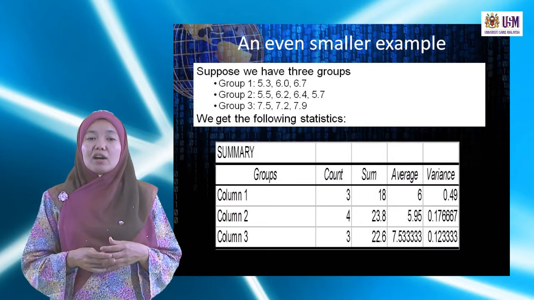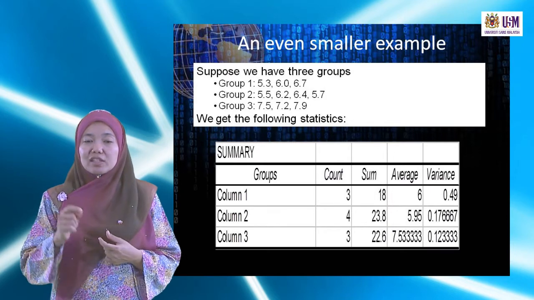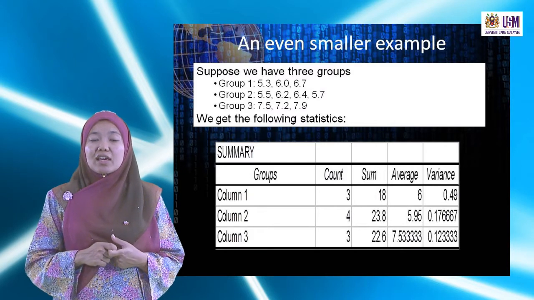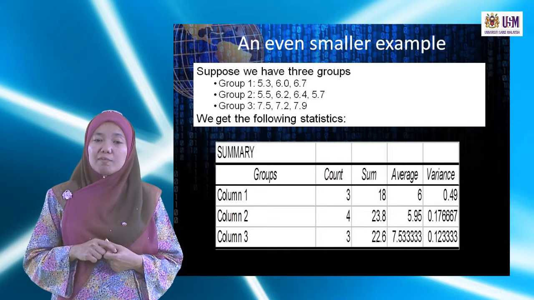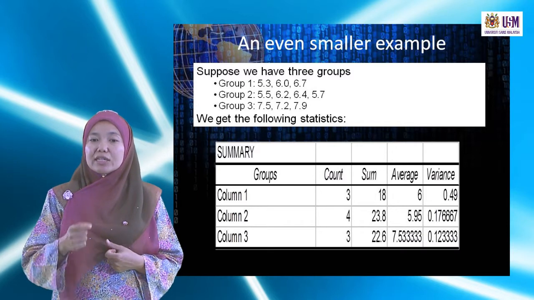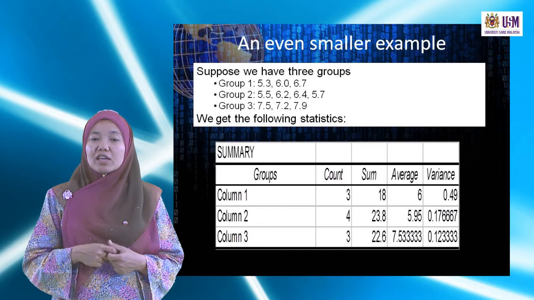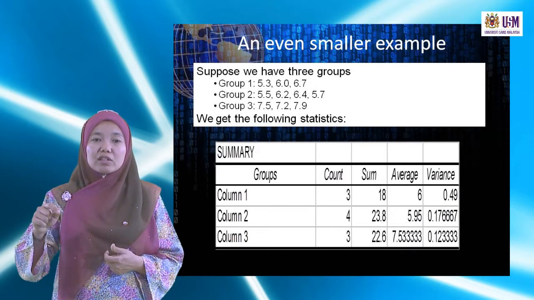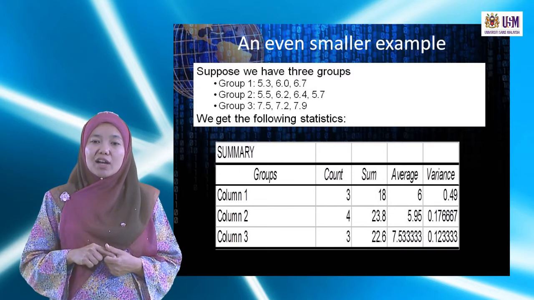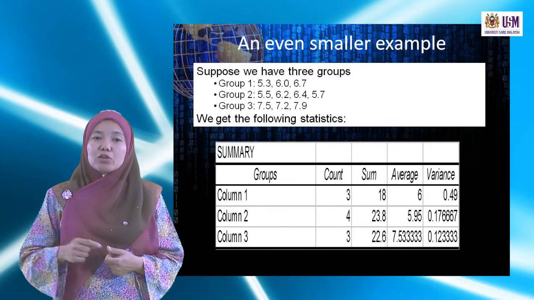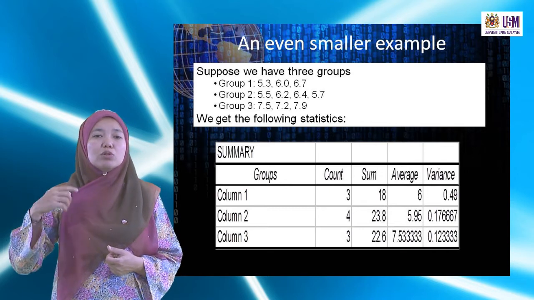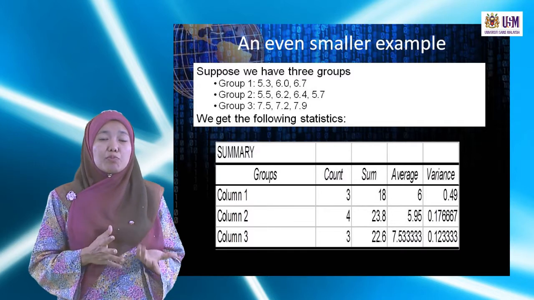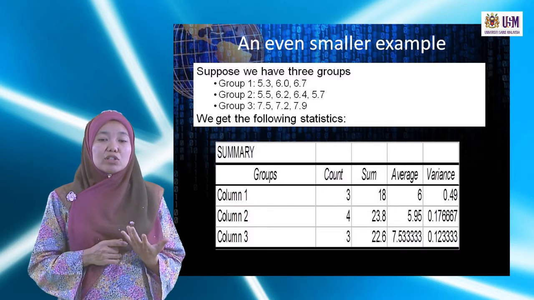If you are using the computer, you can put in this data and you're going to get the point statistic. So you have 3 items in group 1, 4 items in group 2, and 3 items in group 3. That is the count. And the sum is simply you add up all: 5.3 plus 6 plus 6.7 in group 1 adds up to 18. Group 2, 5.5, 6.2, 6.4, 5.7, gives a sum total of 23.8. And group 3, you will get 22.6.